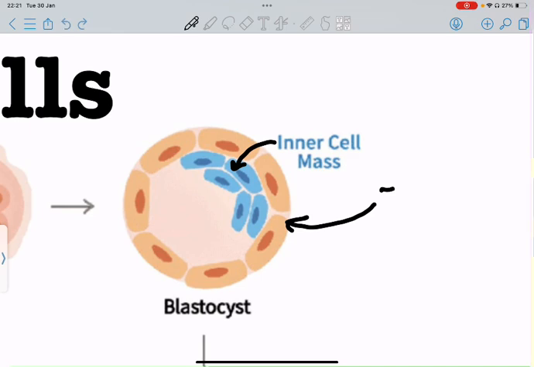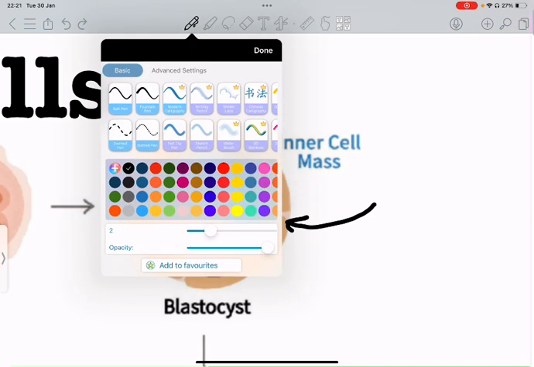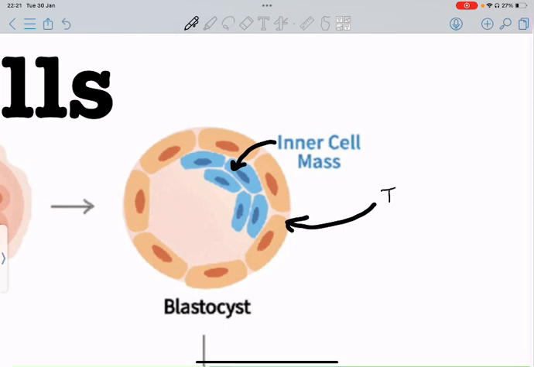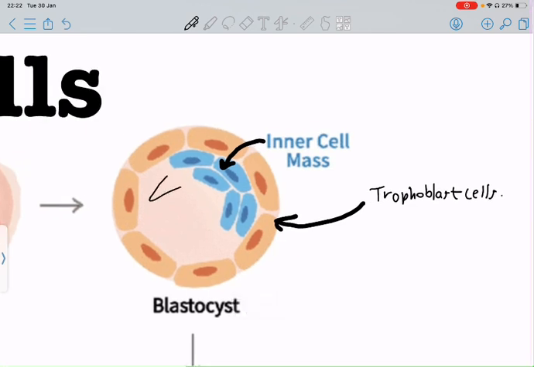This is too big. So this is known as the trophoblast cells. What are the trophoblast cells? We will be looking at that actually, but let's complete the labeling process. Now, this region here that I've shaded is known as the blastocele. The blastocele is also known as the fluid cavity.